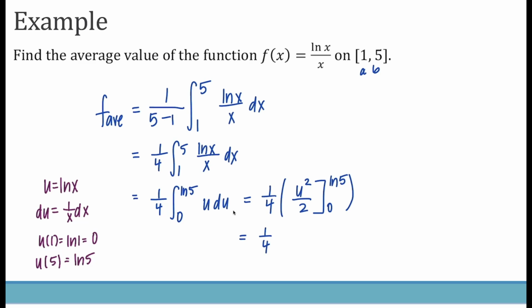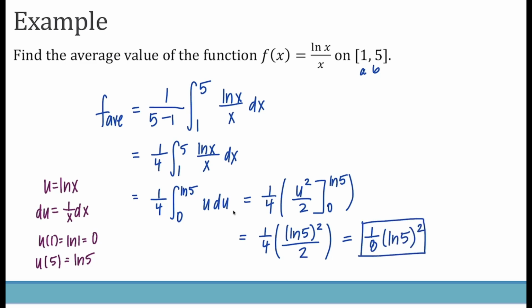So we'll have u squared over 2, evaluated from 0 to natural log 5. We'll leave that 1/4 in front. If I substitute in natural log 5, I have natural log of 5 squared over 2, and then minus 0 squared over 2. So that's just 0. So we'll leave our answer as 1/8 times natural log of 5 quantity squared.